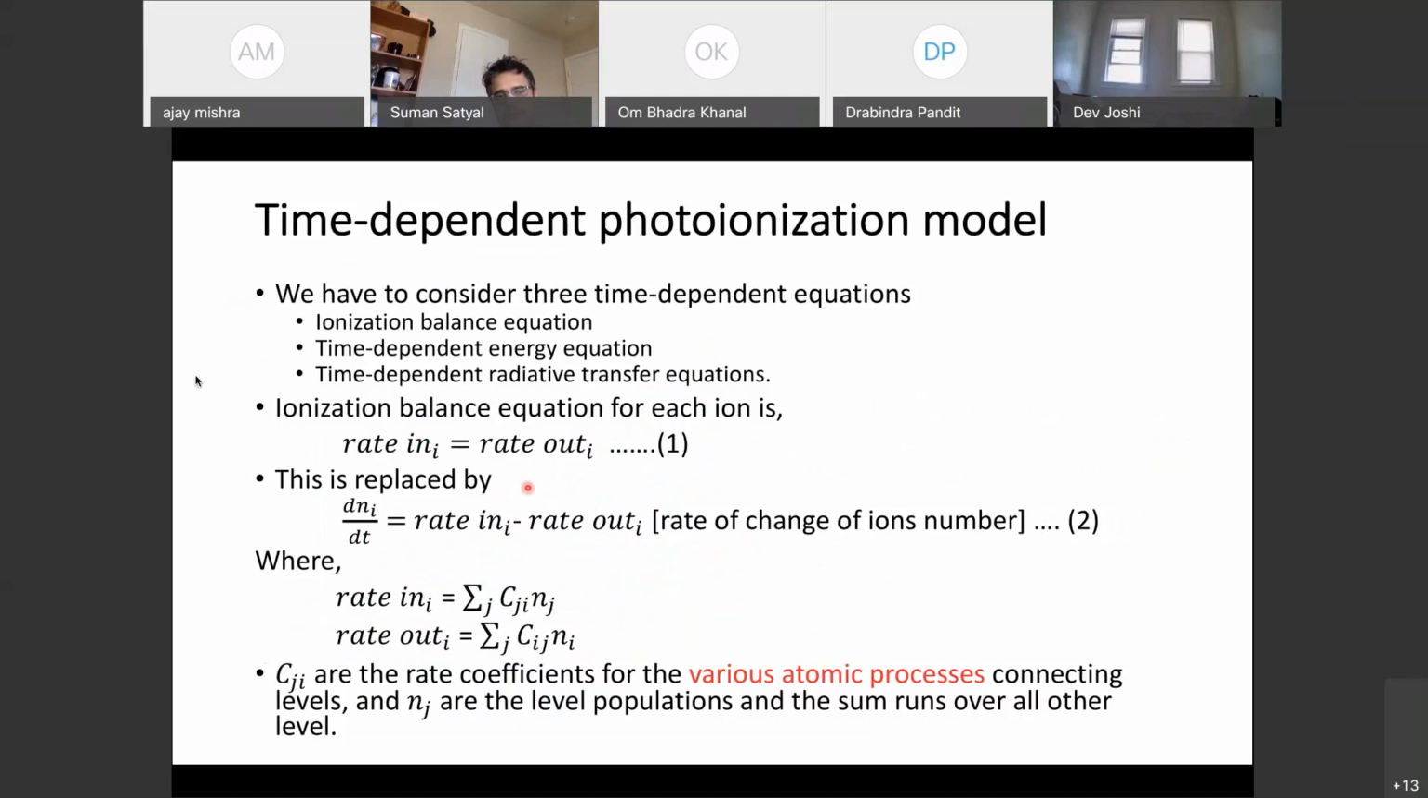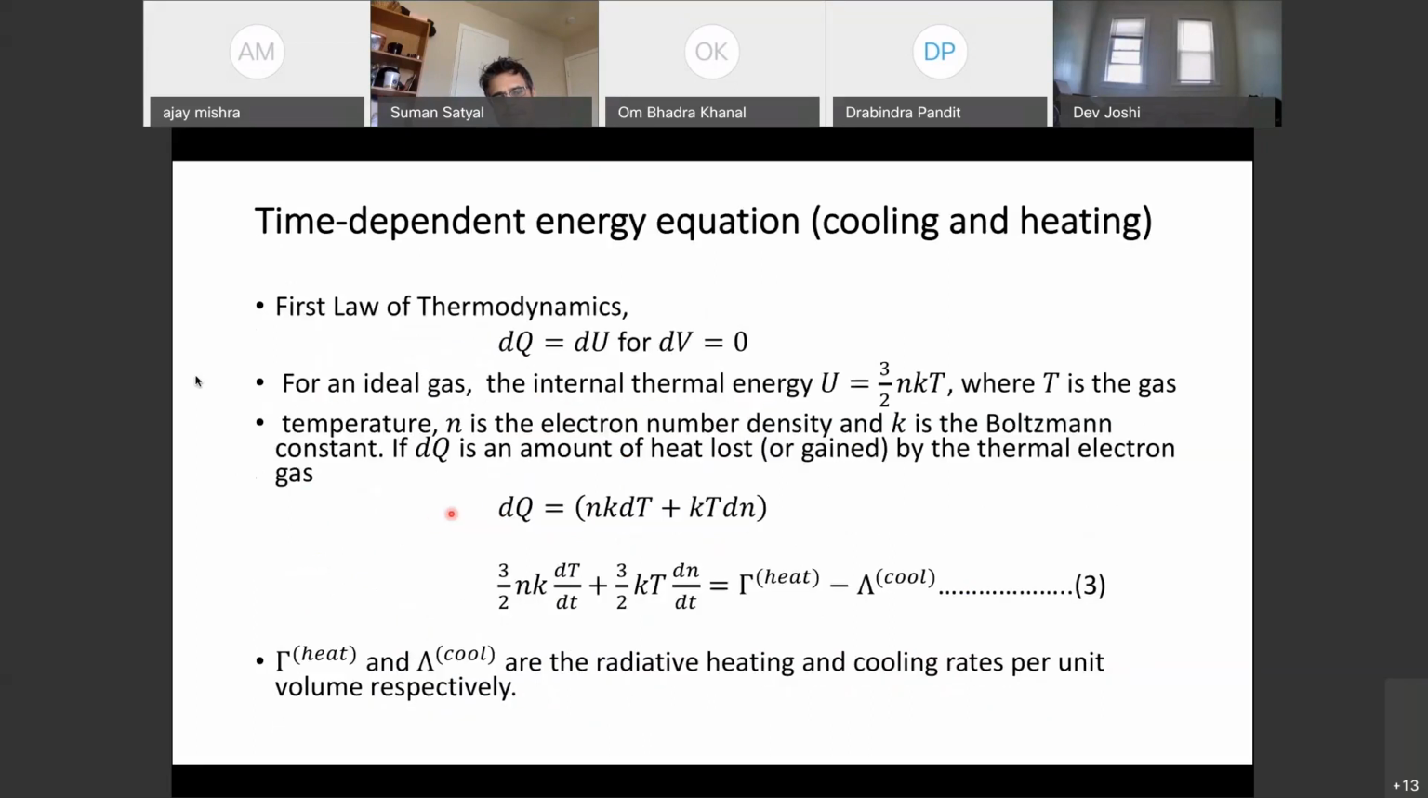To do the time-dependent photoionization calculation, we must solve three equations of ionization balance, energy balance, and time-dependent radiative transfer self-consistently. If the gas is out of equilibrium, there is a change in the number density given by equation number 2. In the same way, there is an imbalance in heating rate and cooling rate. This results in a change in the temperature at different times. To calculate the temperature, we solve equation number 3.